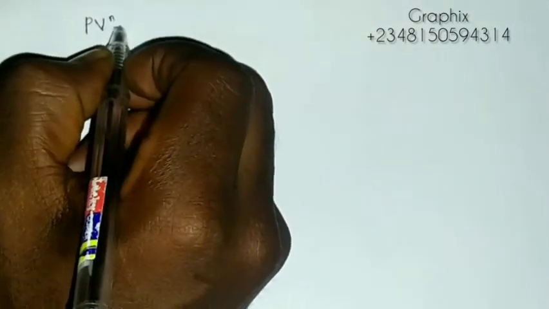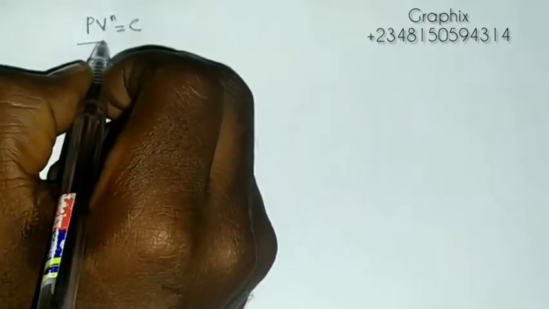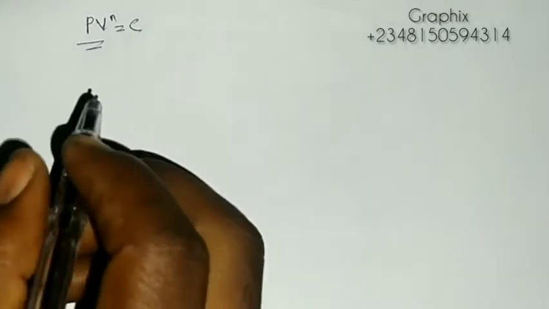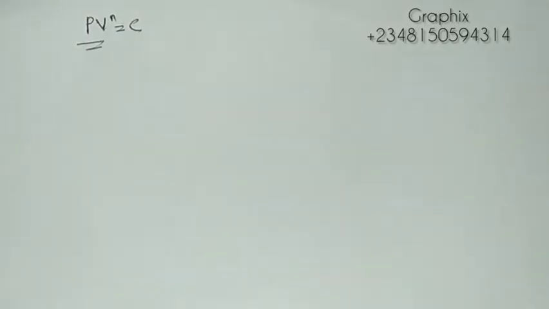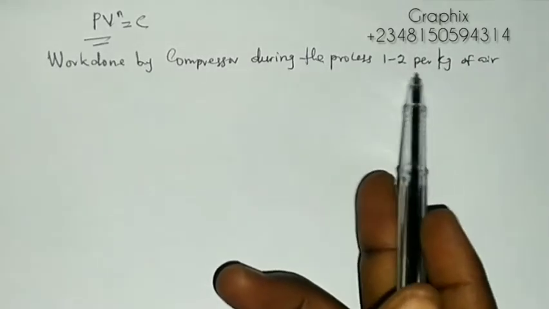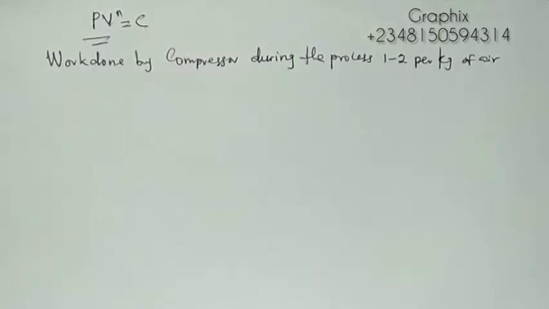Now we look for the COP that follows the law of PV raised to the power n equals to C, right? That is the polytropic process. Now what we'll do is find the work done by the compressor during the polytropic process, or during the process 1 to 2, per kilogram of air.